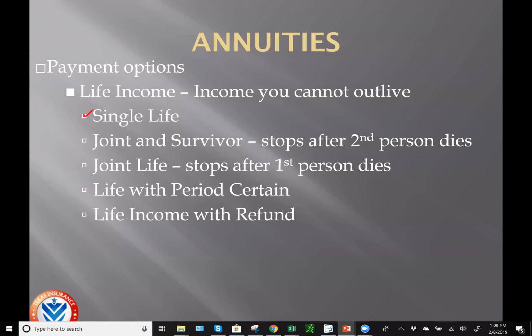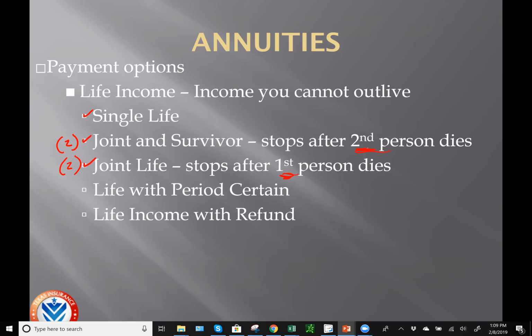Let me go down here to maybe I want payments for both me and my wife. I could choose either a joint life payout. That's going to be payments for at least 2 people, and they're going to stop after the first person dies. Or I could choose a joint and survivor payout. That's payments for at least 2 people, but the payments won't stop until after the second or last person dies. So this terminology, joint life and joint survivor, are going to come in handy 2 more times, and it works the same way each time.